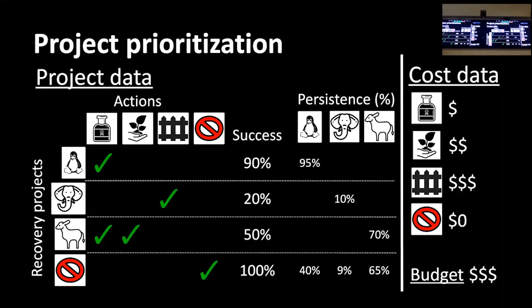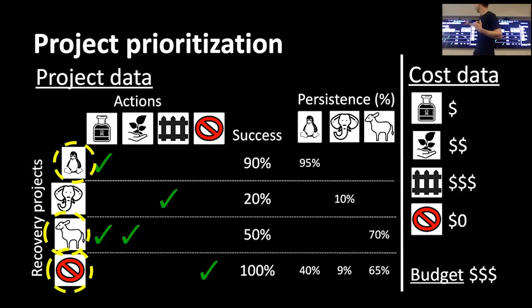Okay. So in addition to our species, we also have to think about costs. So what are the costs of the different actions? And then finally, what our budget is. So what I'm trying to say here is prioritizing recovery projects is a tricky thing. And we were wondering, could exact algorithms give us useful benefits here as well?